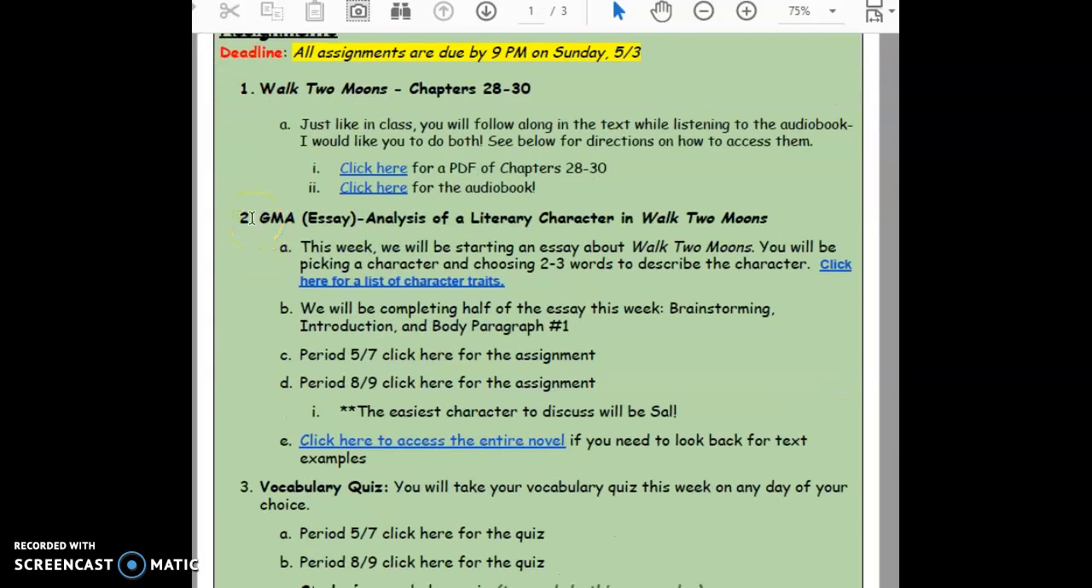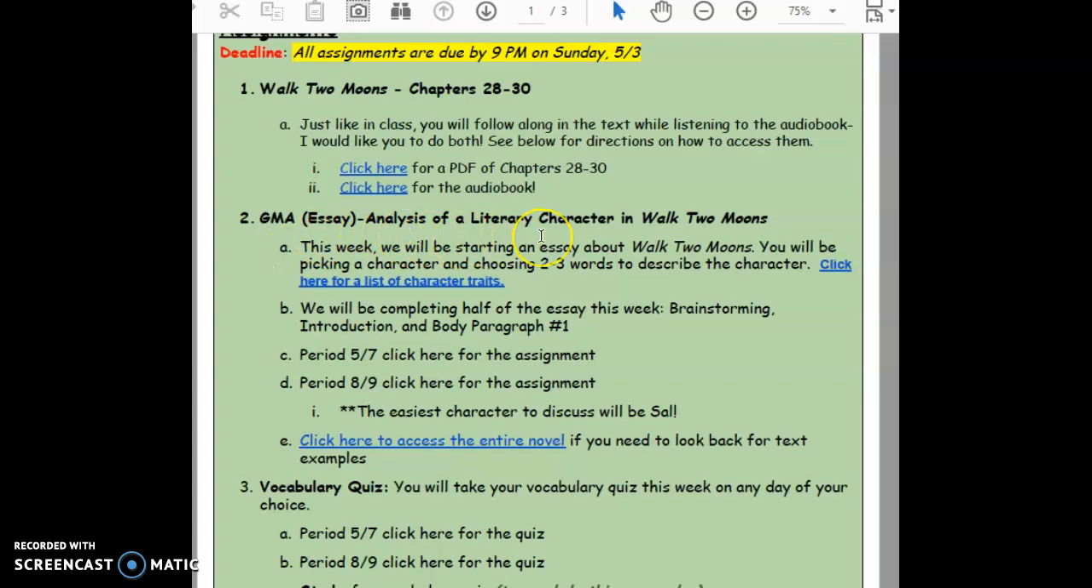And the essay is titled Analysis of a Literary Character in Walk Two Moons. So what that means is you are going to be picking a character and choosing 2 or 3 words to describe him or her. If it were me writing this essay, I would choose Sal because she's the main character. We know the most about her, and we could probably write the most about her. But you do not have to pick her. You could pick Phoebe or Gramps, whoever maybe you feel most connected to.